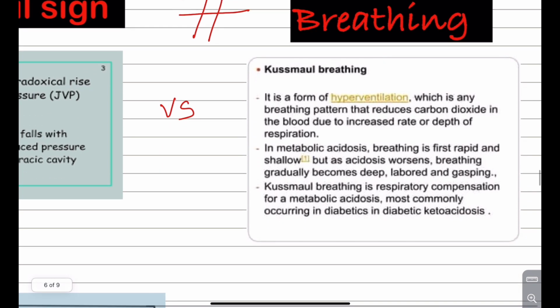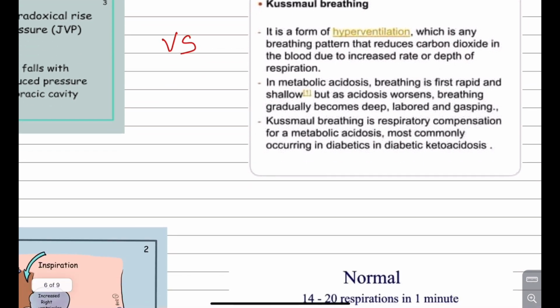Kussmaul breathing is a form of hyperventilation, which is any breathing pattern that reduces carbon dioxide in the blood due to increased rate or depth of respiration. So Kussmaul breathing is deep and has a high respiratory rate, which is seen in metabolic acidosis.